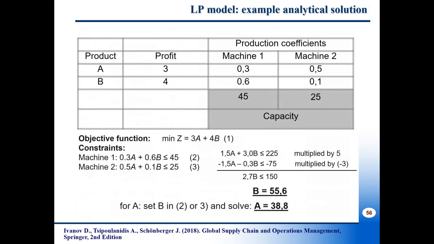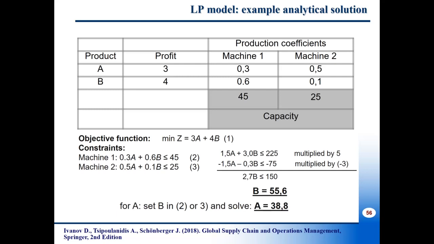Let's see the following example. The table shows that machine 1 has 45 time units available to produce both A and B, considering that A needs 0.3 time units and B needs 0.6 time units. Machine number 2 has 25 time units to produce both A and B, considering that A needs 0.5 time units and B needs 0.1 time units.